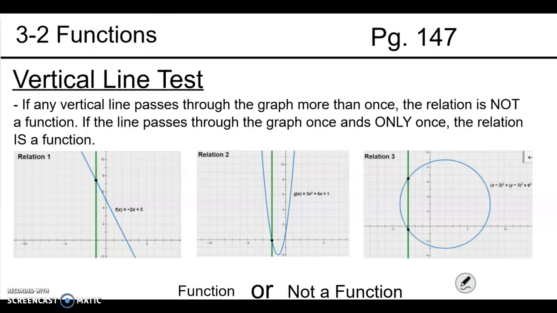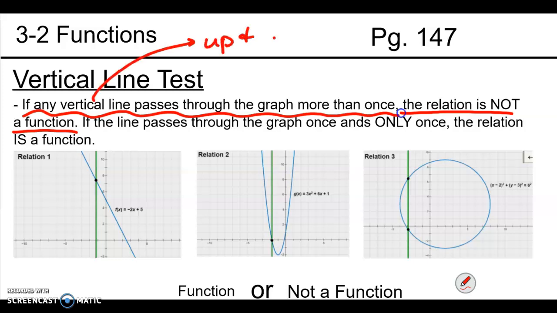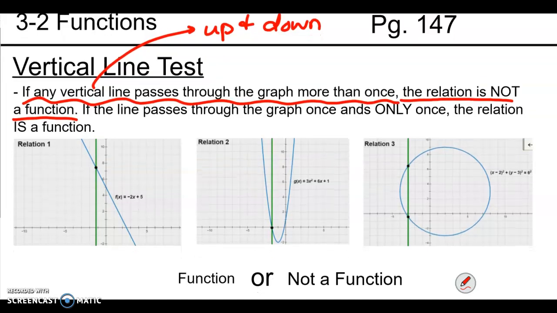Okay, so what you're going to be doing here: if a vertical line passes through the graph more than once, it's not a function. If the line passes through the graph once and only once, the relation is a function. So that's at any point. First of all, the vertical line is up and down. Now, sometimes we have to be very specific on where this vertical line test is happening.